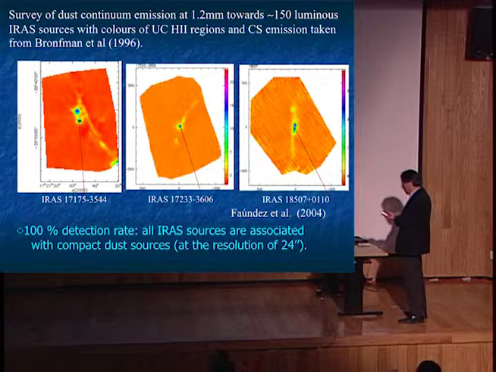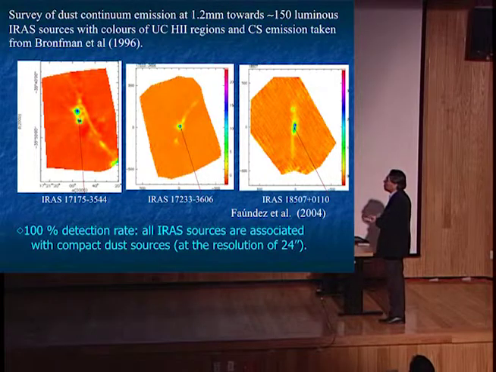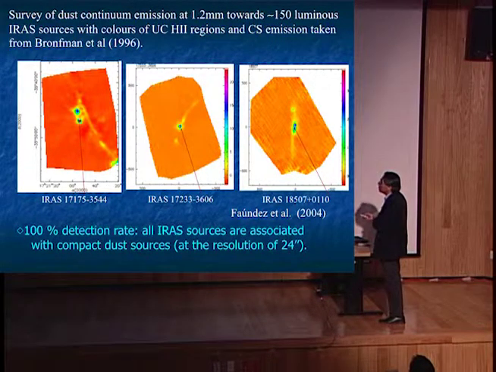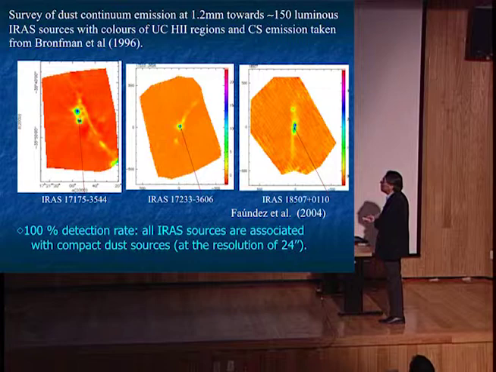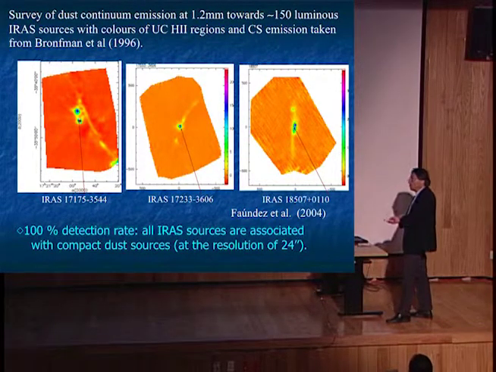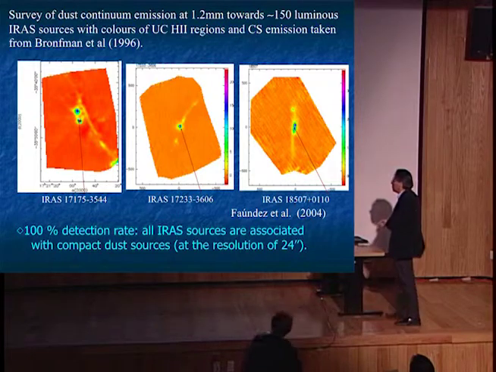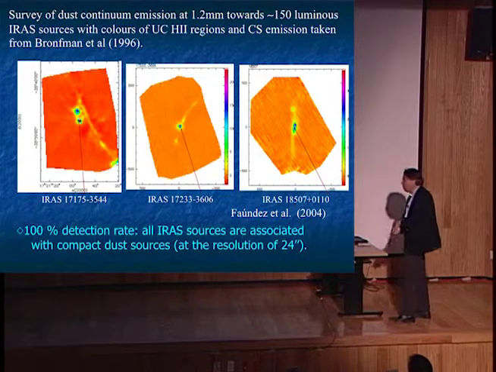And here is an example of the results from the survey. This is a map, the region mapped about a few minutes, 10 minutes typically, and where the IRAS source was, you always found 1.2 millimeter sources. This is an example here and here. So in fact, the detection rate was 100%. All sources are associated with compact dust sources. But it's important to recognize that this is at a resolution of 24 arcseconds.